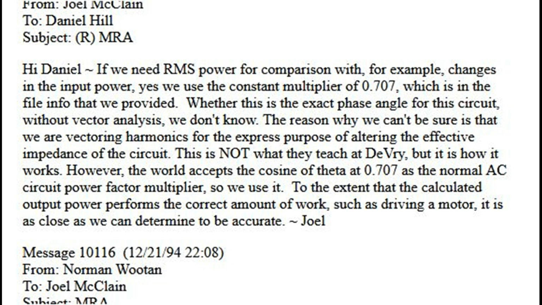Whether this is the exact phase angle for this circuit, without vector analysis, we don't know. The reason why we can't be sure is that we are vectoring harmonics for the express purpose of altering the effective impedance of the circuit. This is not what they teach at DeVry, but it is how it works.